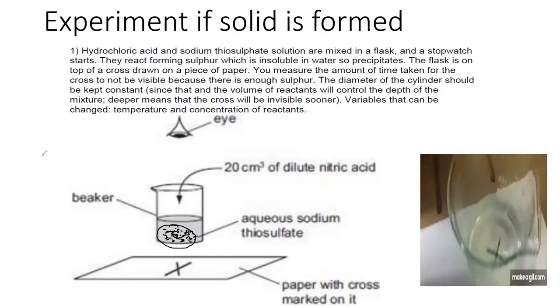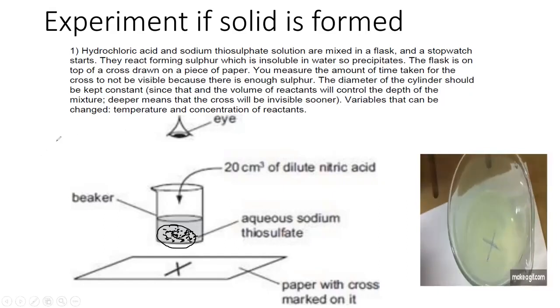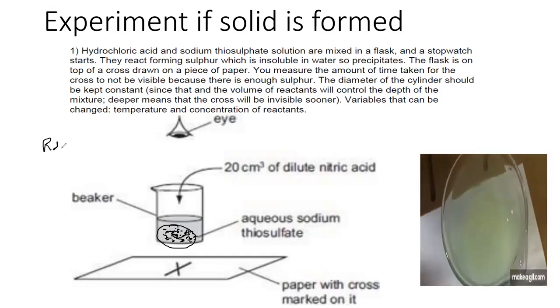And how can we identify the rate? We can compare the time to work out the rate. If the cross takes the shortest time to disappear, it means the rate is faster. For example, if we did two experiments, in experiment A the cross disappears in 10 seconds, whereas in experiment B the cross takes 30 seconds to disappear. Which reaction is faster, A or B?